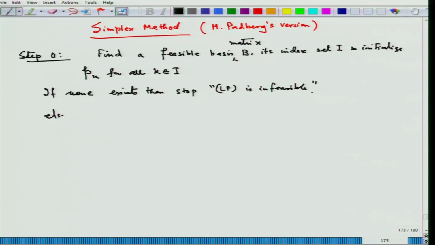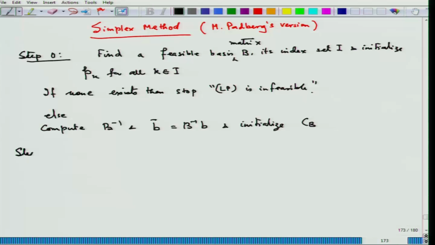Else, if you can find one, compute B inverse and B bar equal to B inverse B, okay, and initialize CB, which corresponds to this B, and you know what it means.